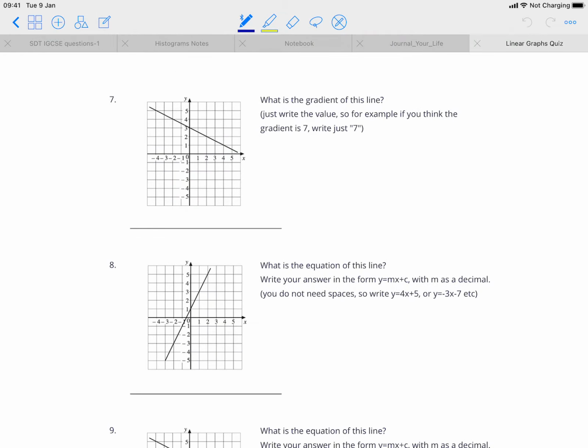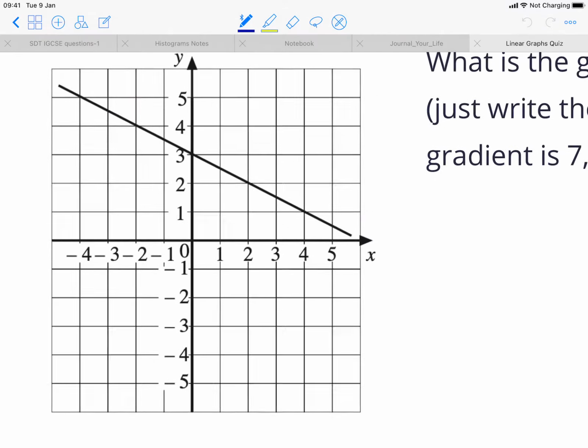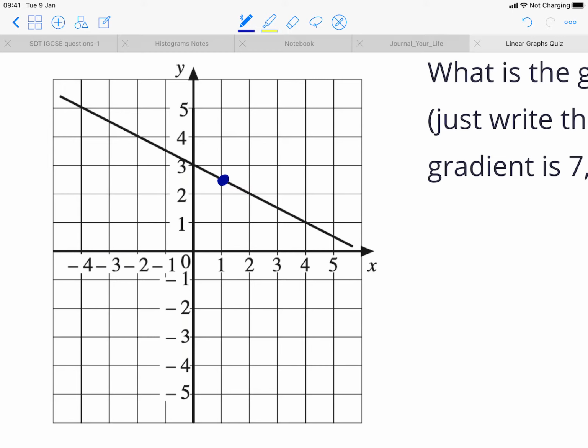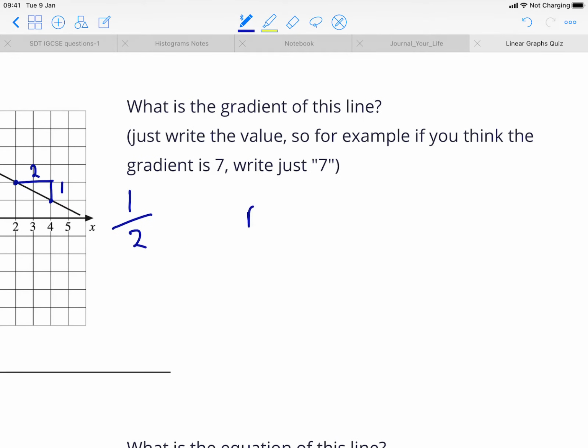Okay, next question. Same thing again. Pick 2 points on the line. Make sure you don't pick ones like there, because that's in the middle. Pick ones that are on the corner. Any of these ones that I'm drawing dots on, because they're on the grid lines. Go right, then down. I can see I've gone 2 across and 1 down. But remember, it's y over x. So we can see the gradient is a half. Or, that's a decimal, 0.5.